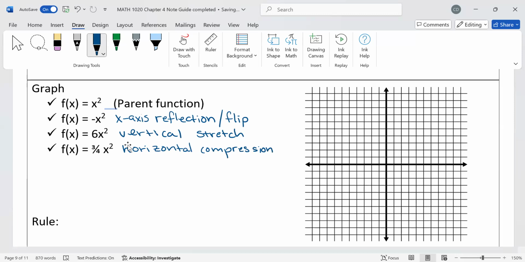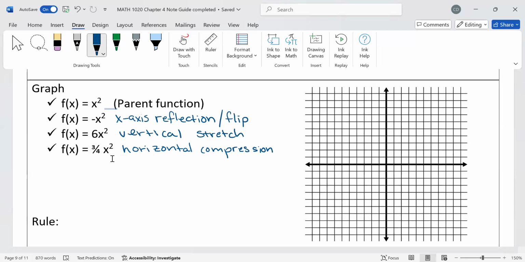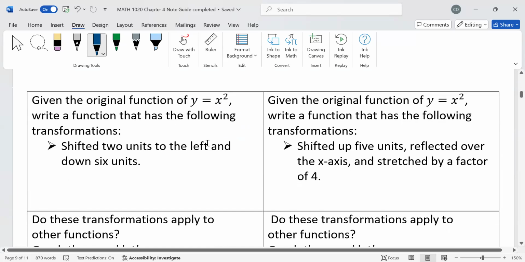So anything between 0 and 1 or 0 and -1 gives us a horizontal compression. And then you can write whatever you want for the rule. That's kind of open there. Again, those are just notes for you to keep track of whatever makes sense to you. All right, so now we're going to work with these.